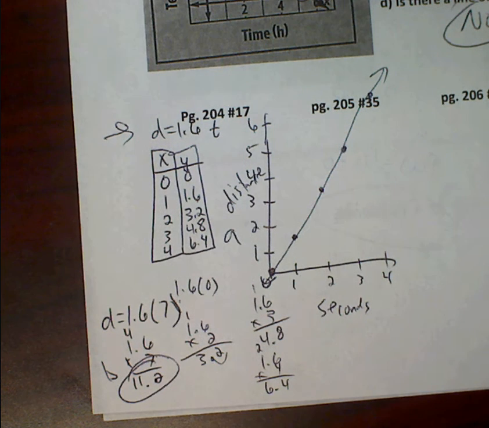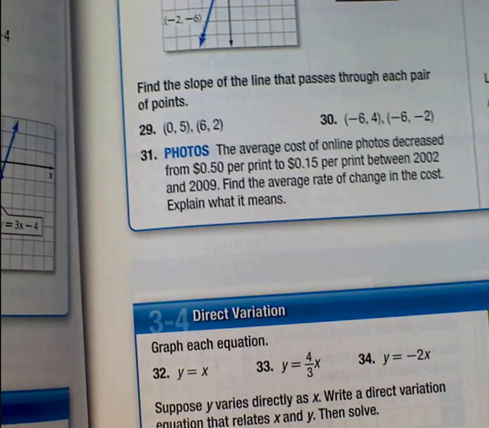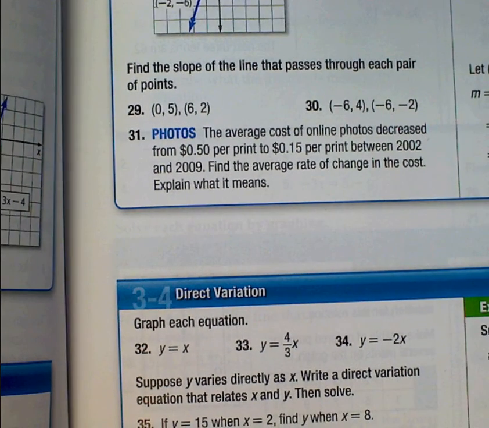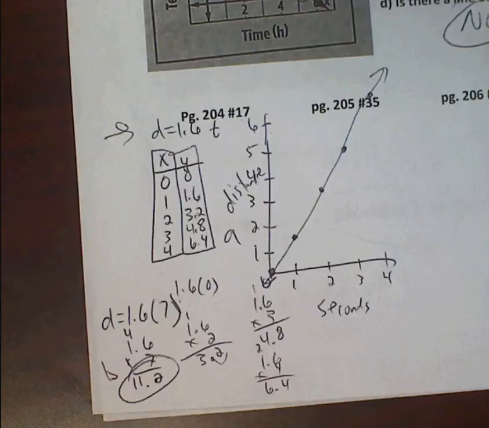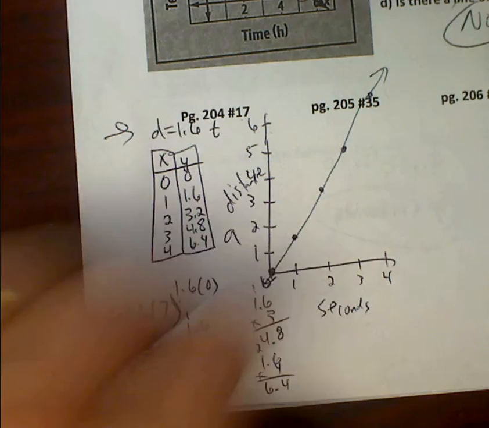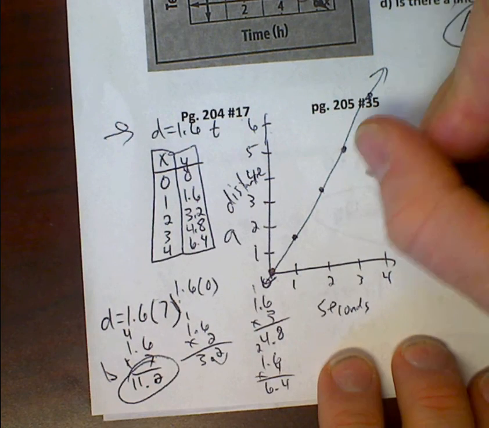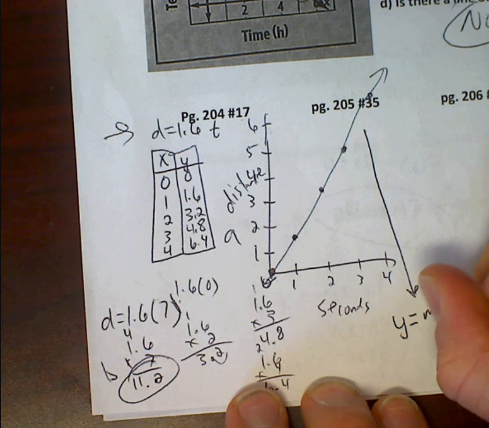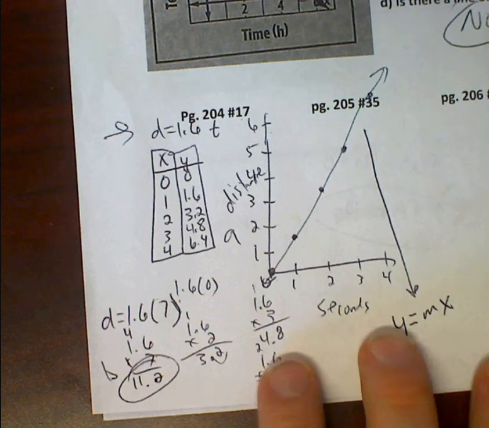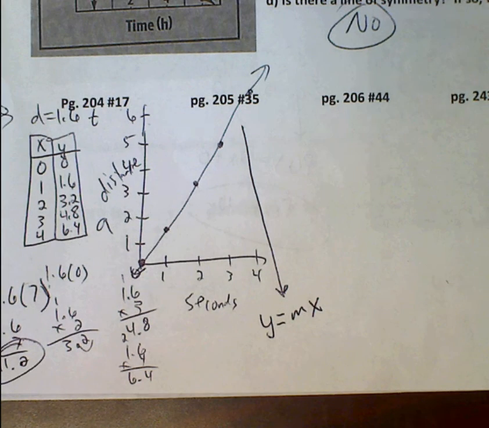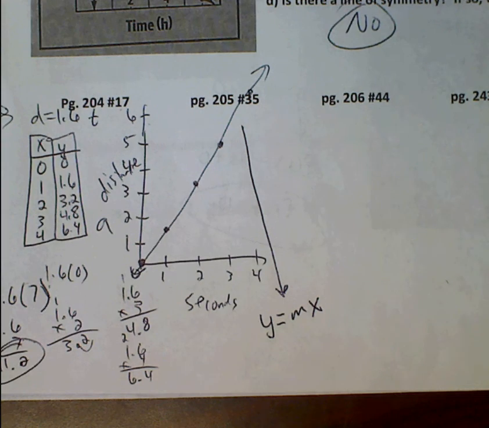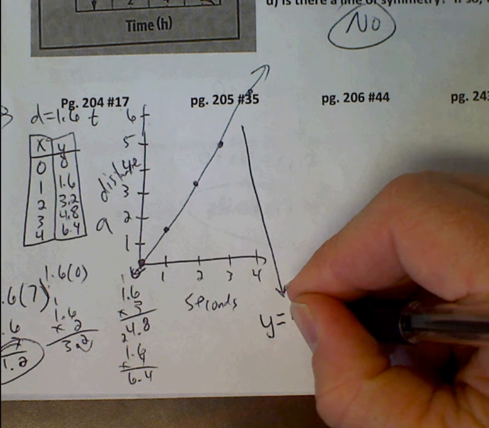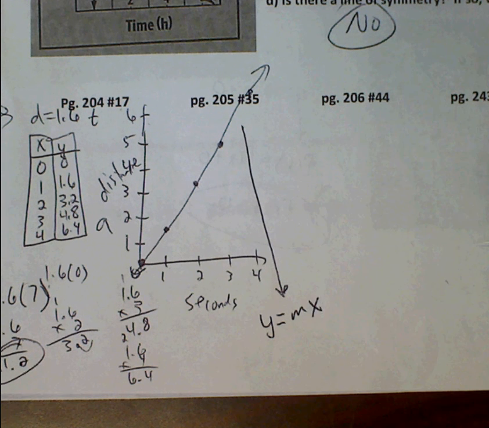We are on page 205, number 35. Suppose y varies directly as x. So as y varies directly, this is a direct variation. So I'm going to draw an arrow down here. I know a direct variation is y equals mx. There is no plus b because I know the b has to be 0. That's what a direct variation represents. Typically the book, instead of the m, they put a k, but it doesn't matter.